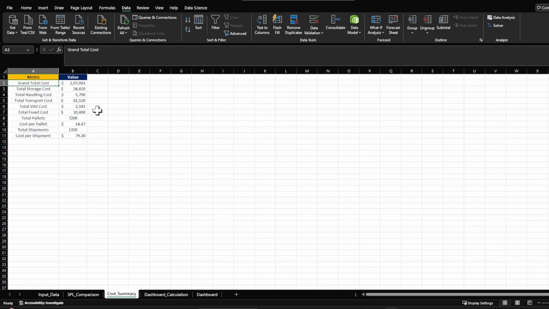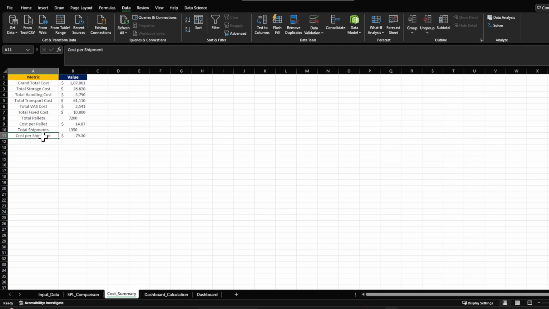So the grand total cost is the cost across all heads. This cost can be bifurcated into the storage cost, handling cost, transportation cost, value added services cost, and the fixed cost as well, sorry. This is how the grand total cost is being calculated. Then you will have the total pallets, so how many pallets you have moved, and this we are getting again from the input sheet. And then we get the cost per pallet if we divide the total cost by it. Now again, the same way, it's not only the pallets moving, but how many shipments you are doing, and what your cost of shipment is.